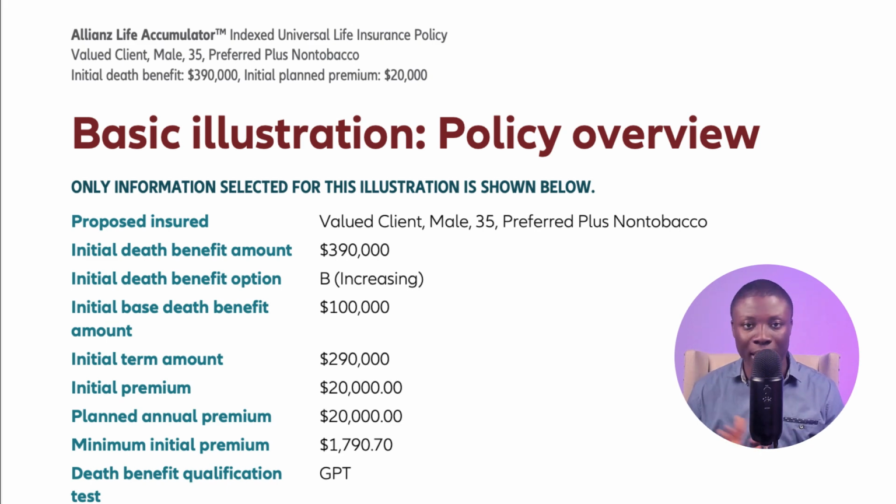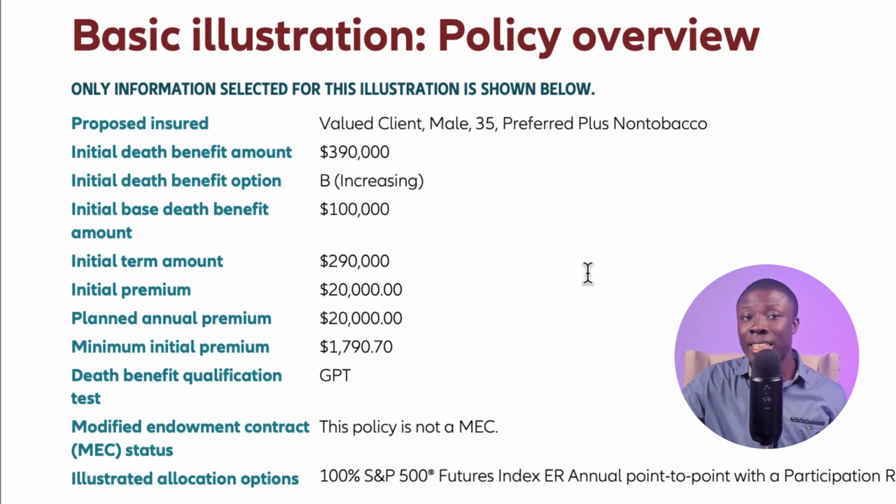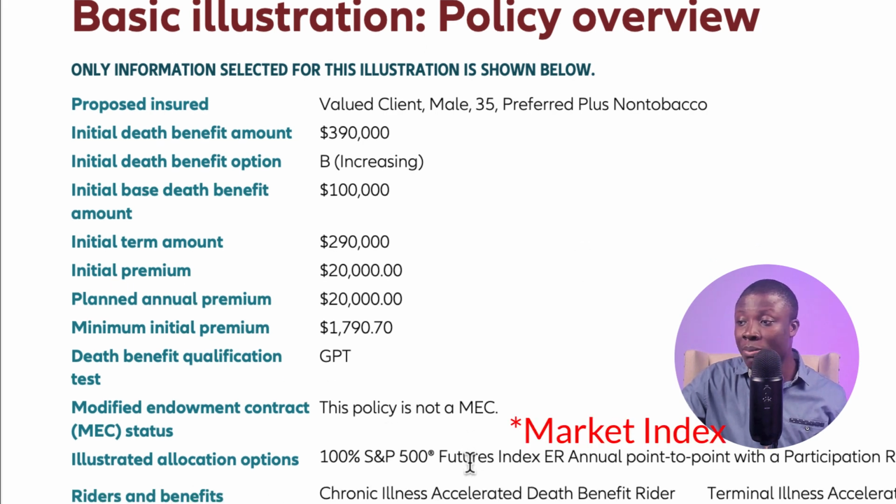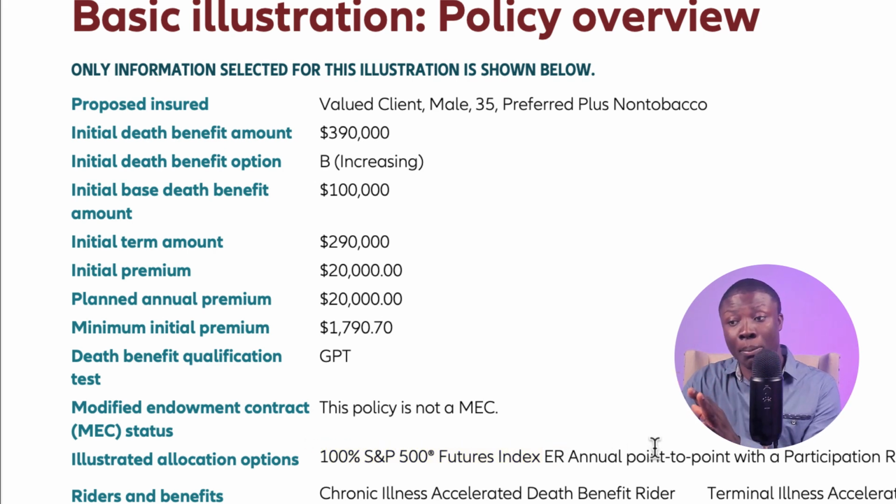The first section is the policy overview, or the policy summary page, and this is how it looks. It gives you basic information such as the name of the insured, the age, health rating, initial death benefit, and the premium you plan to pay into the policy. It also shows us information about some of the riders that have been selected for this policy. In this example, we're seeing the S&P 500 futures being used. We're allocating 100% to this index. We're going to look at the index in a bit.